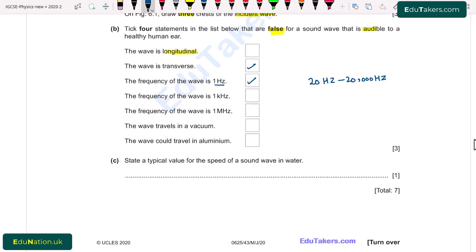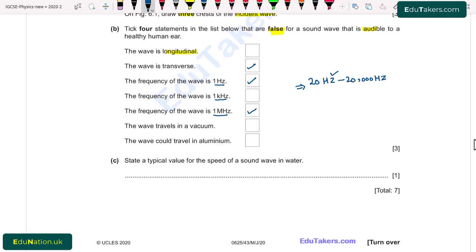The frequency of the wave is 1 kilohertz. So 1 kilohertz lies in this range and it is audible by the human. That's why it is a correct statement. I'm not going to tick this one. The frequency of the wave is 1 megahertz. This is a very large frequency that is out of this frequency limit. So it is also false.